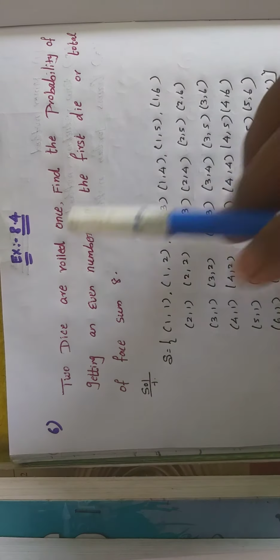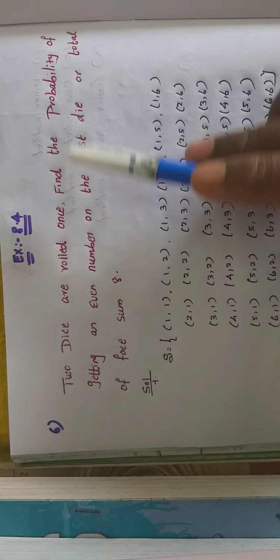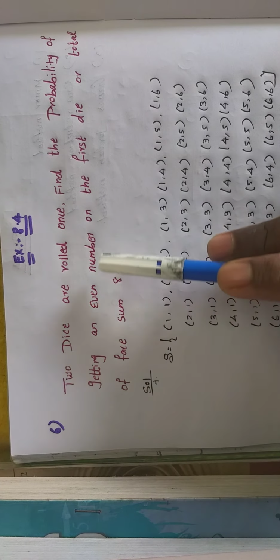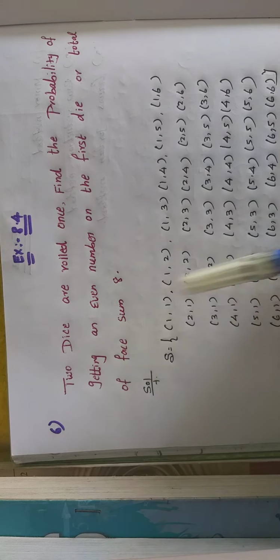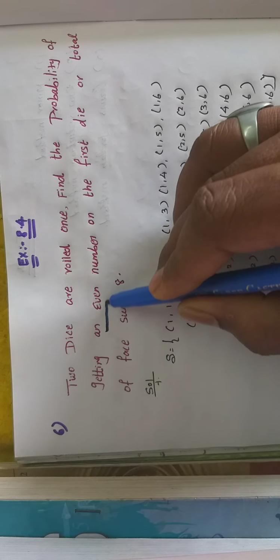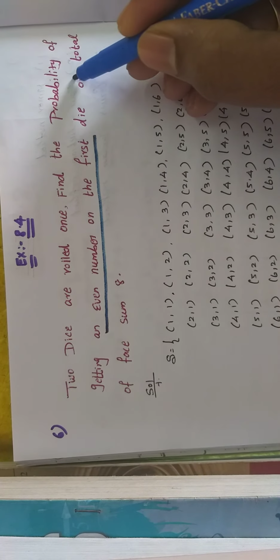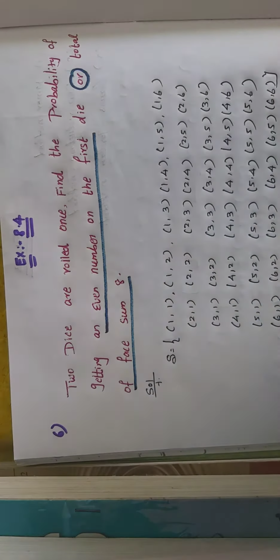Hi students, exercise 8.4, question number 6. Two dice are rolled once. Find the probability of getting an even number on the first die or total of face sum 8. So totally two questions are there. The first one, even number on the first die, or total of face sum 8.